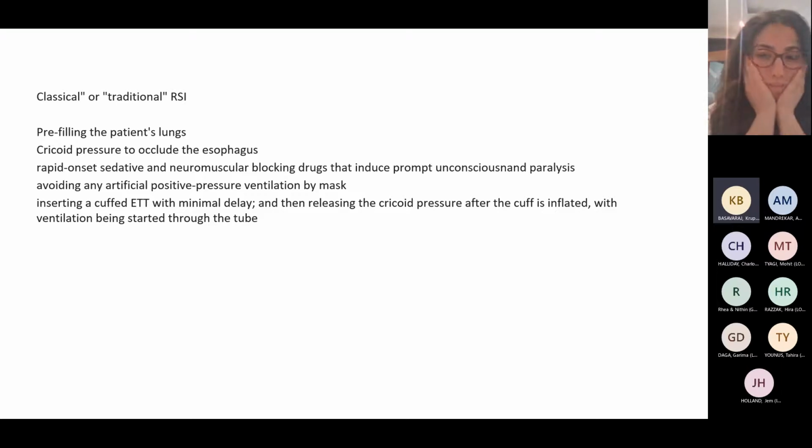Rapid pre-calculated doses of rapid onset sedative and neuromuscular blocking agents, particularly thiopentone and succinylcholine, is what we most commonly end up using, which induce prompt unconsciousness and paralysis. Avoid artificial positive pressure ventilation by mask, and ultimately insert a cuffed endotracheal tube without any unnecessary delays. Release the cricoid pressure only after the cuff is inflated and ventilations have started through the tube.